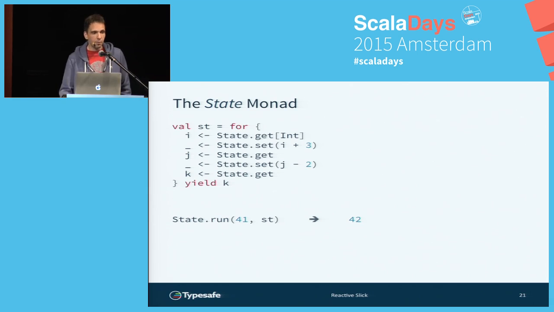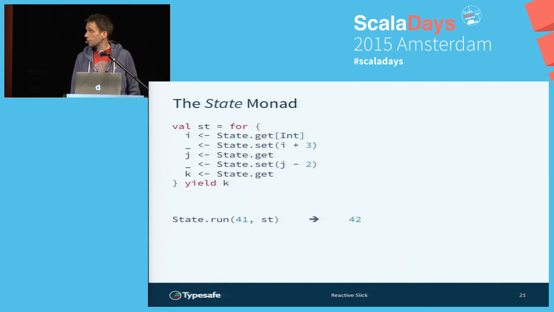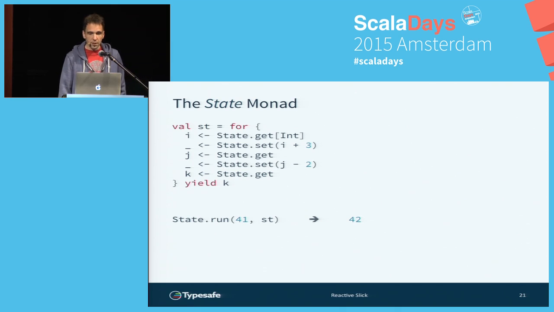So what we have here is imperative code. There's a reason the Haskell people like to call Haskell the finest imperative programming language, because with pure functional I/O and monads, you can really write imperative code. So what do we do here? Well, we have a state with an initial value. We get that value out, assign it to i. Then we set the state to i plus 3, get it out again, assign it to j, set it to j minus 2, get it out, assign it to k, and return it. A simple step of commands that we run one after the other. And we run this with the initial value of 41. And there's our state we put in, and we get 42. So that's a state monad.